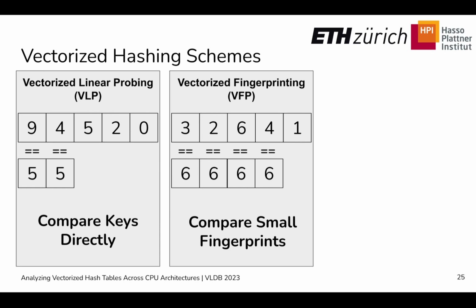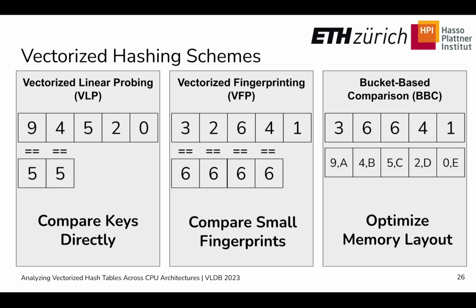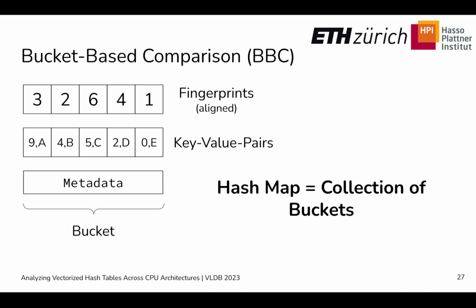The last step we could make is to optimize the memory layout. This is bucket-based comparison. This is the main hashing scheme, as we walk through these hashing schemes step by step in the paper, so it's what we end up with after all the optimizations. In bucket-based comparison, we have the fingerprints in a bucket. The bucket is a collection of data, and the hash map itself becomes a collection of buckets. Each bucket is aligned, cache line aligned for your CPU.